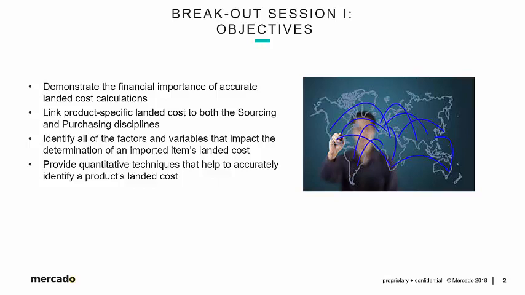The inputs being all of the costs: the unit cost of the good, the ocean transportation, customs duties. That's what we mean by inputs that create the desired output, the landed cost of the item. Fourth and final objective, to provide quantitative techniques that help to accurately identify a product's landed cost. We have real-world methods, tried and tested, accurate methods for determining landed cost. So a good, solid exercise here.